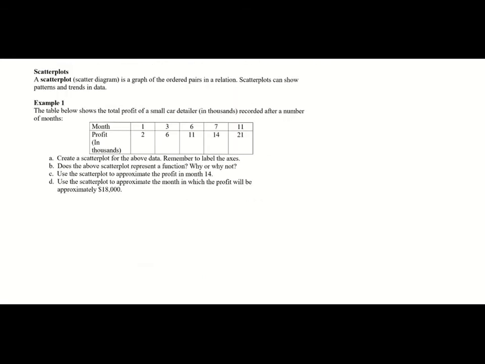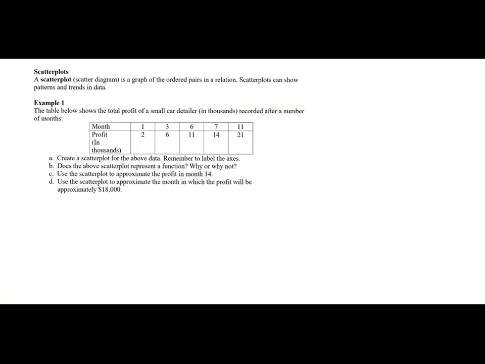Next, the last thing we're going to do for this module is look at scatter plots. A scatter plot is a graph of the ordered pairs in the relation, and we can use these to see patterns and trends in data. So we have here information from the total profit of a small car detailer, and that profit is in thousands. So like the 2 represents $2,000, the 6, $6,000, recorded after a certain number of months.